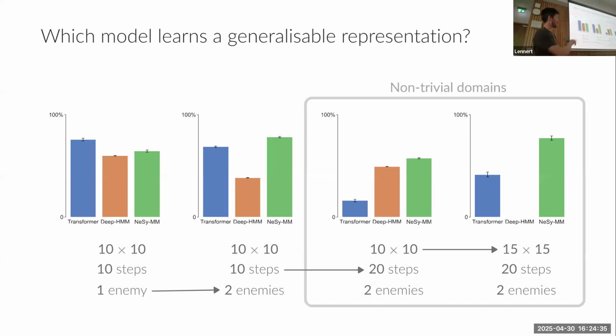And one final note is that these final two settings, especially for neurosymbolic AI, are really non-trivial. You cannot apply easily, at least, a neurosymbolic system in these cases. 20 steps and 15 by 15 is really quite a lot of possible trajectories that other systems would have to exploit or look at almost exactly.